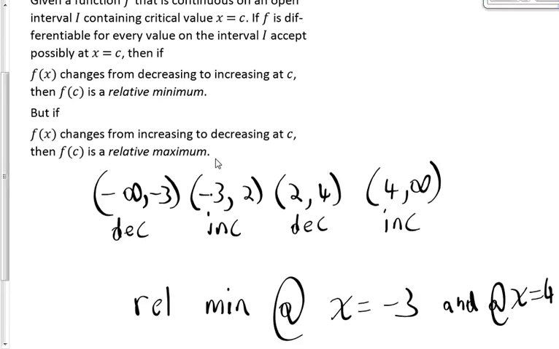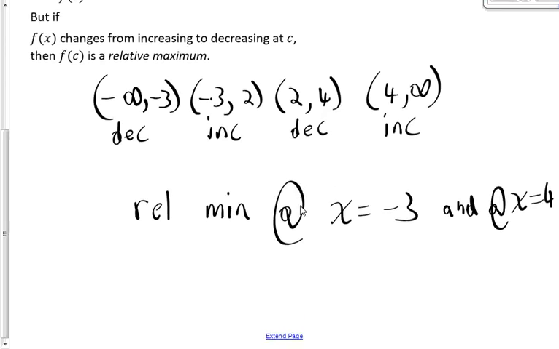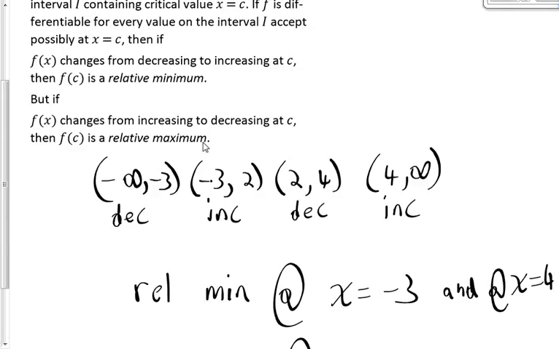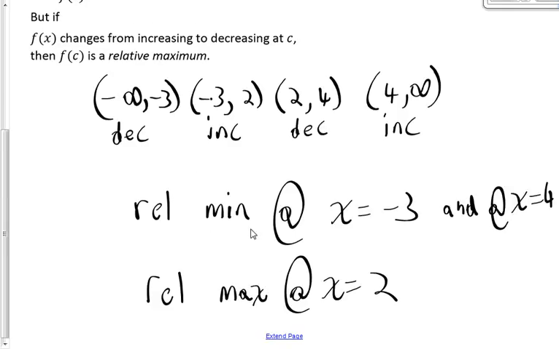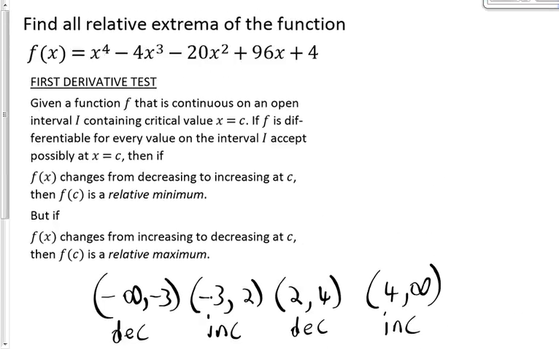The other thing says that if it goes from increasing to decreasing, then you have a relative maximum. So here at 2, on the left of 2 is increasing, on the right of 2 is decreasing. So there's a relative maximum at x equals 2. And there's no other place where it goes from increasing to decreasing. So basically, this function has 2 relative minimums and 1 relative maximum at these values. If you wanted to know what the relative mins and maxes were, you just take these x values and plug them into the original function. And that is the first derivative test.